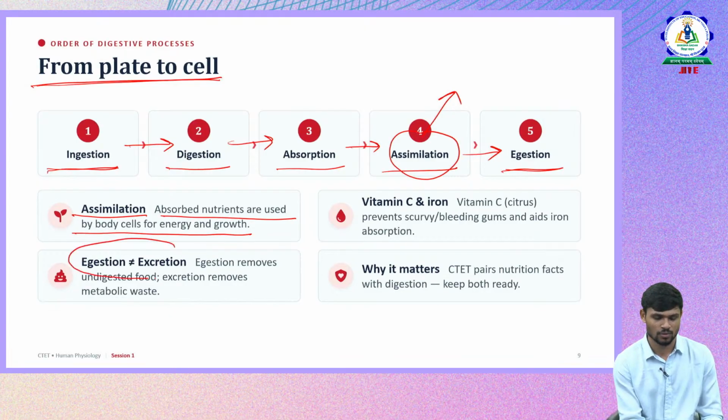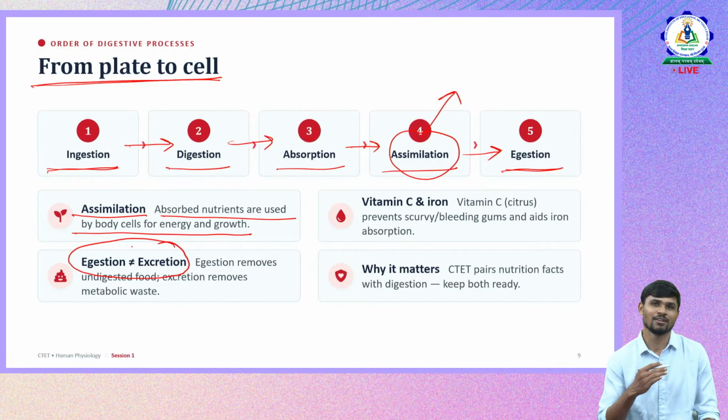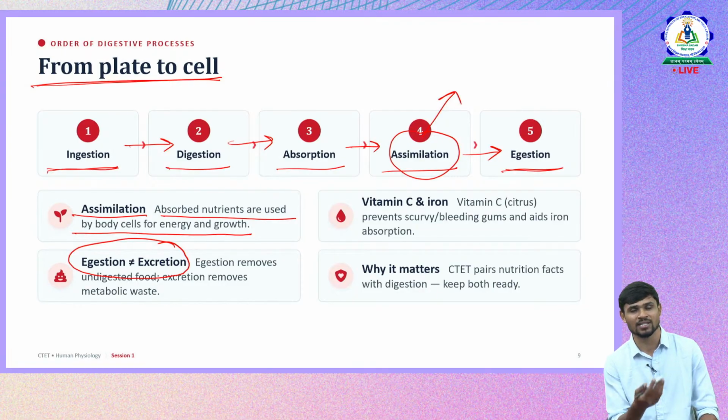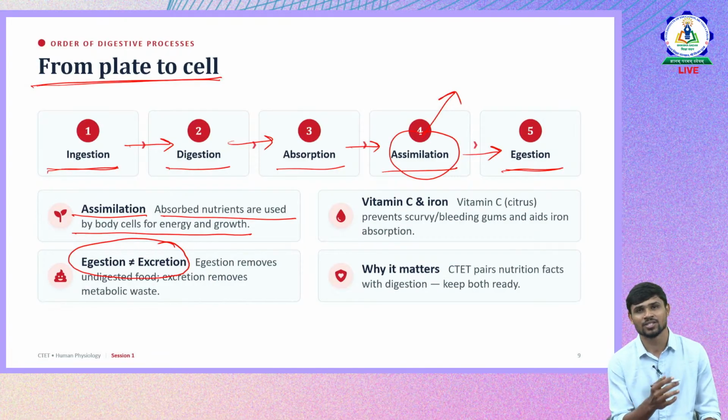Digestion is not equal to excretion. Egestion is removing the feces, that is undigested food, from the body, whereas excretion is removing the metabolic waste like urine and sweat. All these are metabolic waste which are produced inside the cells. So both are waste only, but one waste is produced inside the cells, that is excretion. The other waste is from the food, undigested food, that is egestion. So please have clarity on that.